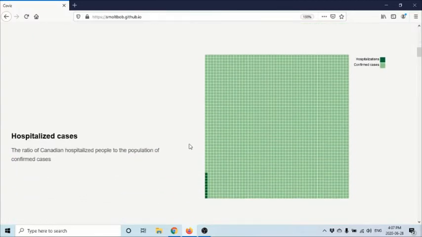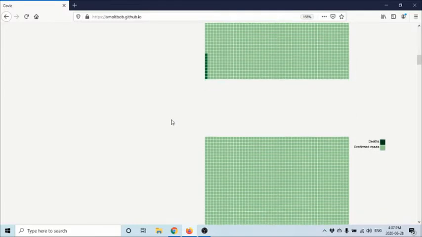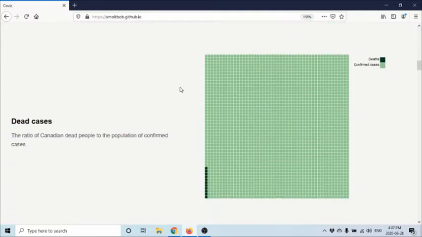In the second waffle chart, we see the ratio of Canadian hospitalized people to the population of confirmed cases. For example, here, we see that 0.36% of the population of the confirmed cases were hospitalized. And in the third waffle chart, we see the ratio of the Canadian dead people to the population of confirmed cases. If you hover here, you see the 0.44% out of the whole confirmed cases passed away.